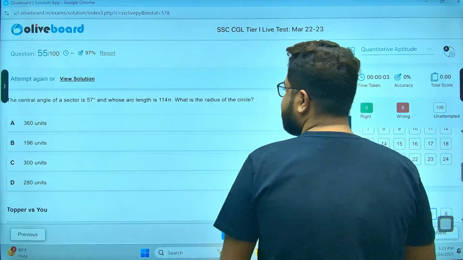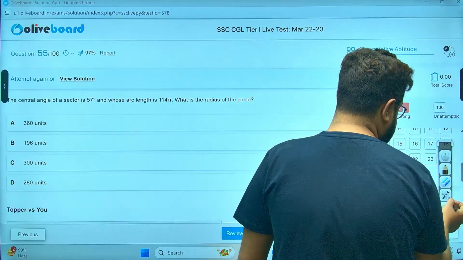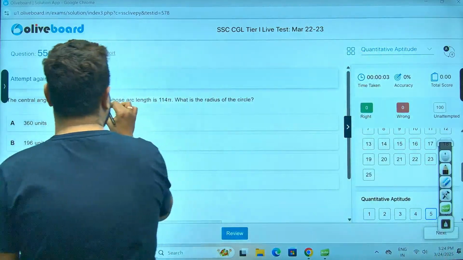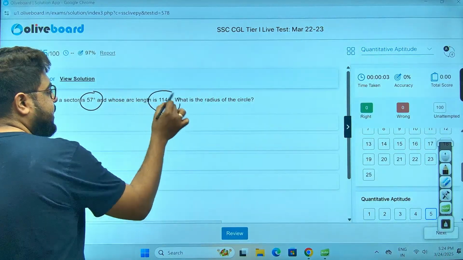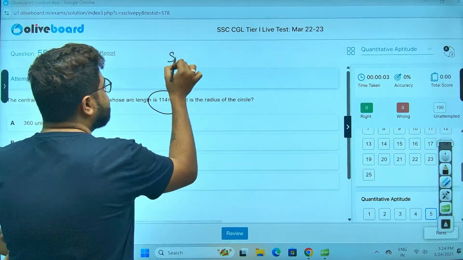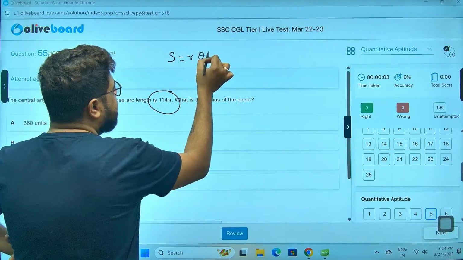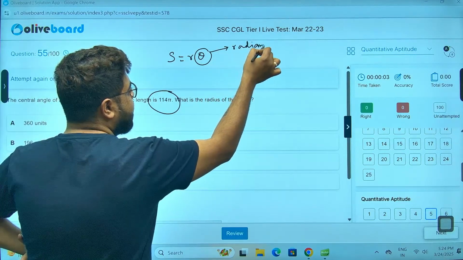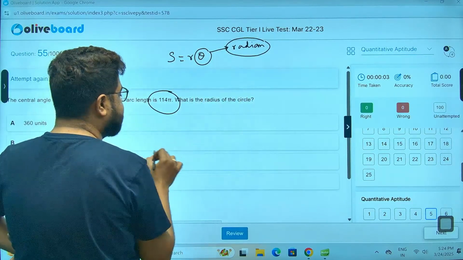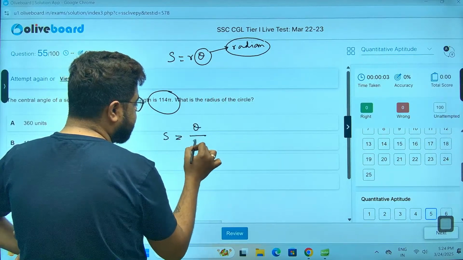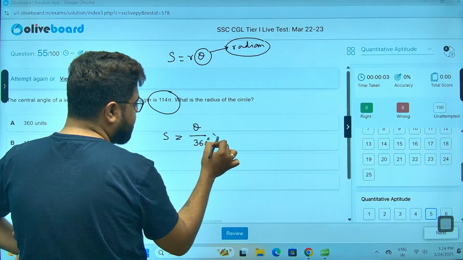Hello, sir. Central angle, sir. Very simple again. Central angle is given and arc length is given. There are two ways to go. There are two formulas, sir. You can use S is equal to R theta, but here theta must be in radians. Now, if you convert this, you get the second formula: S is equal to theta by 360 into 2 pi R.